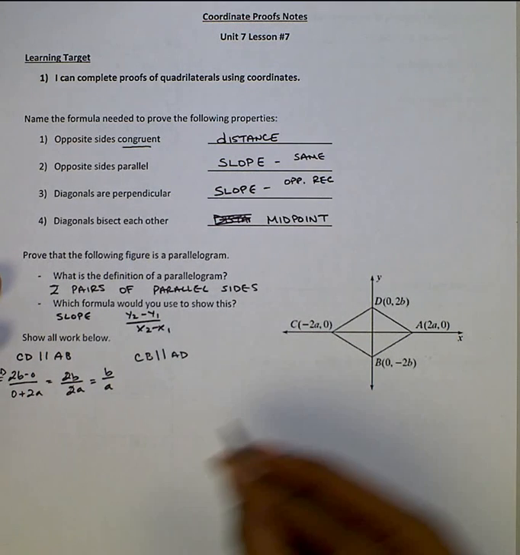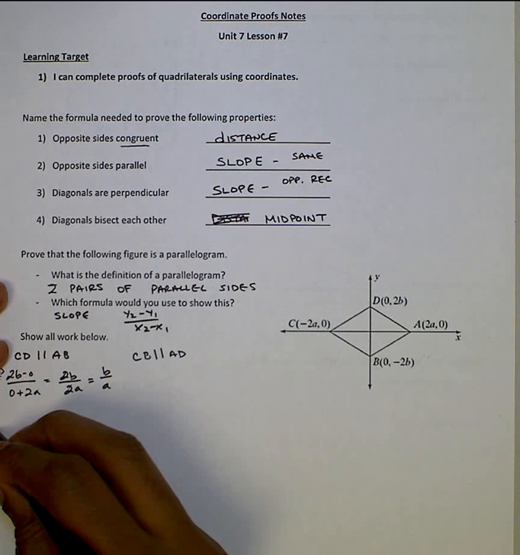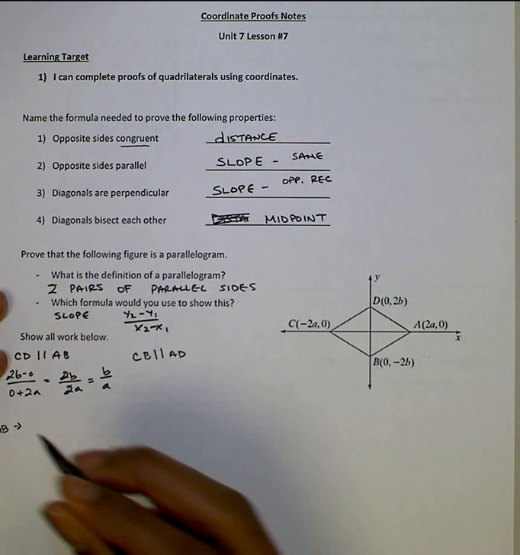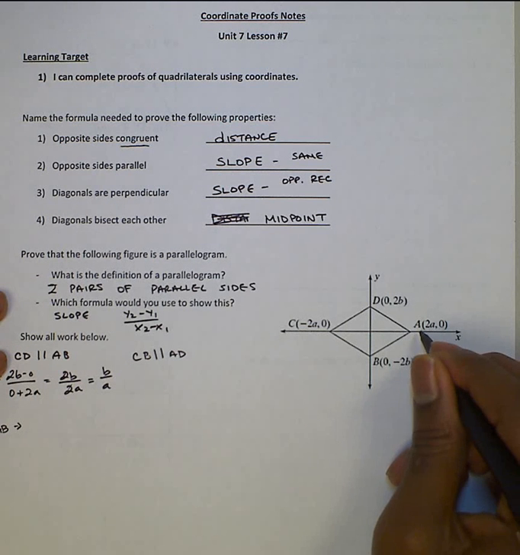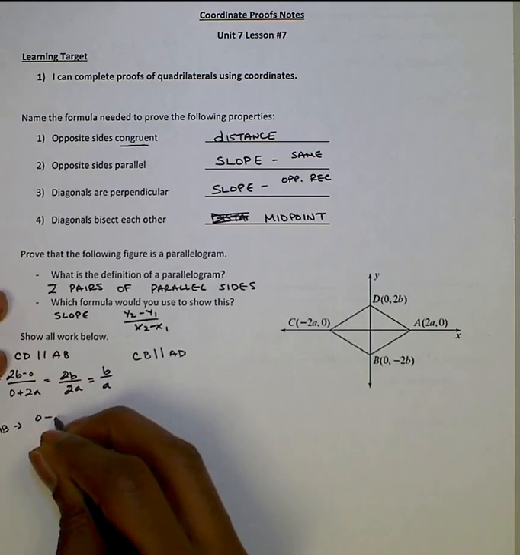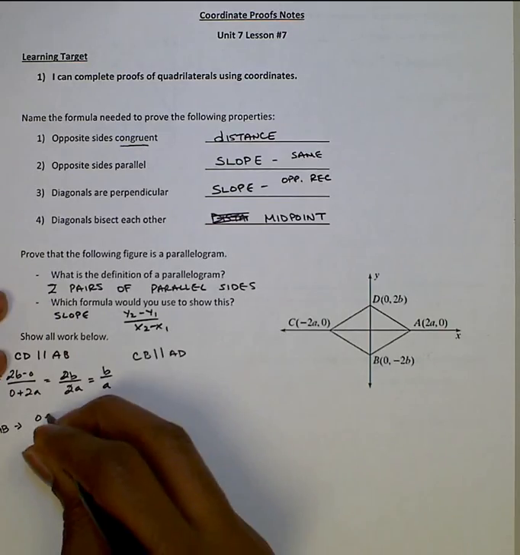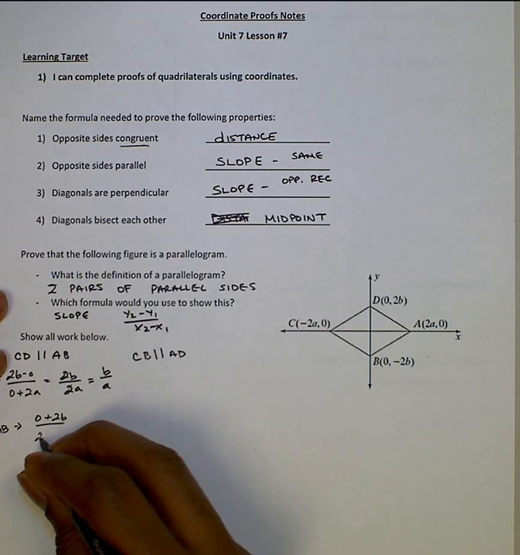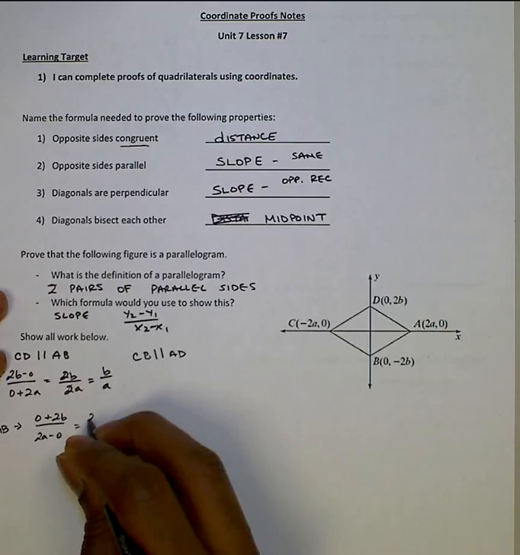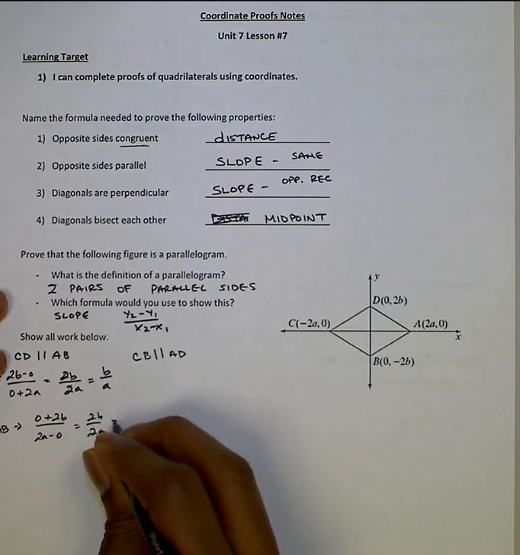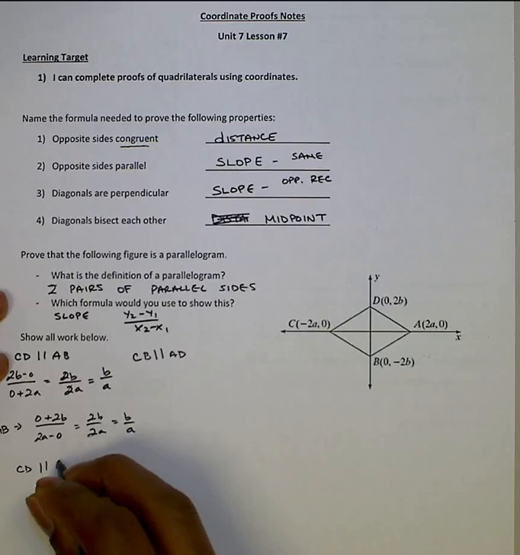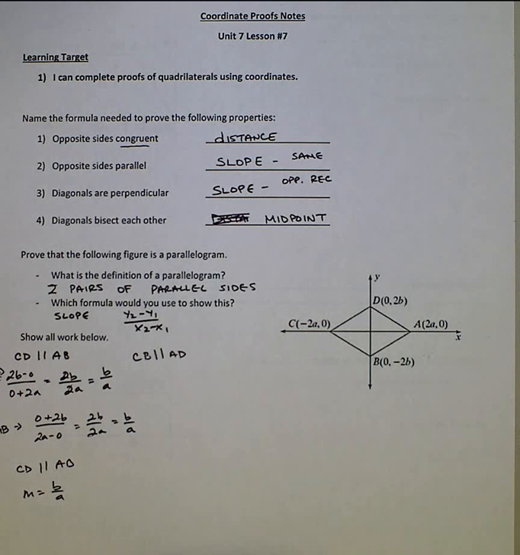I'll do the same thing for AB. So the slope of AB will be 0 minus negative 2b, so plus 2b, over 2a minus 0, and so again 2b over 2a, which simplifies to give me b over a. So CD is parallel to AB. They both have a slope of b over a. Make sure everybody knows this is b.